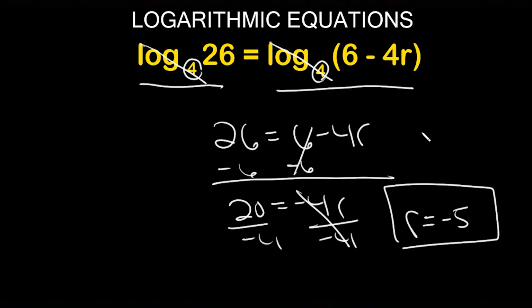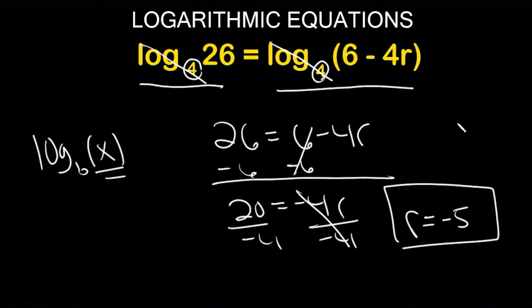Now, it's always a good practice to make sure you're not dealing with an extraneous solution. So for example, you can take this negative 5 and plug it back in wherever you see an r. So remember, if you have a logarithm written as log and then you have base of x, okay, your x value can never be 0 or negative, otherwise it's going to be extraneous.